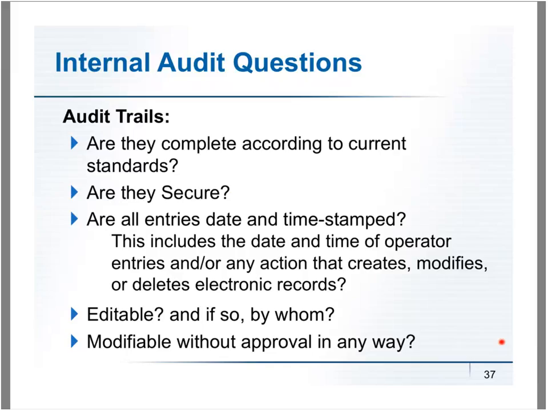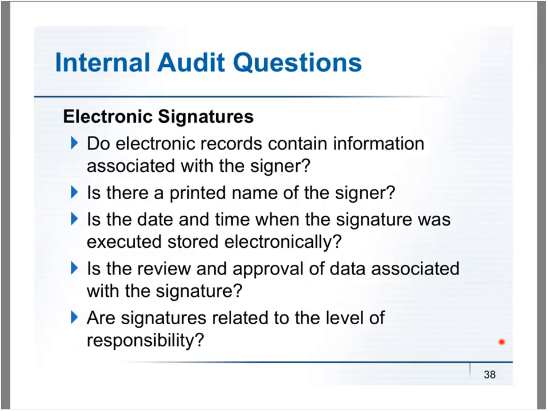All companies with paper have a QA department, and they go back and check and make sure everybody's doing everything right. They know the regs, and they know how to follow audit trails to help us. Another related audit question concerns the identification of who has electronic signature authority. Do the records contain information as to who the signer is? Is there a printed name someplace? The date and time when the signature was executed and stored electronically? Review and approval of anything associated with that signature.